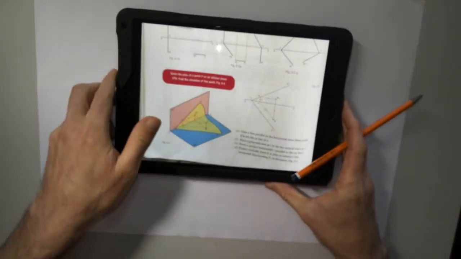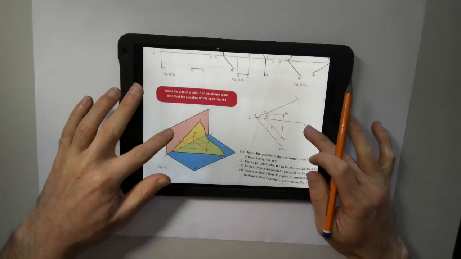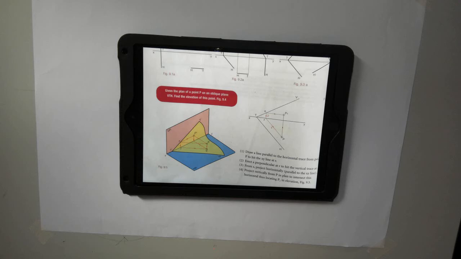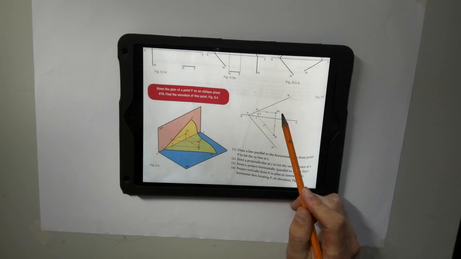So the first question I was asking you was this one here. It's given the plan of a point P on an oblique plane, VTH. Find the elevation of this point in figure 9.4. So 9.4 is this one here.